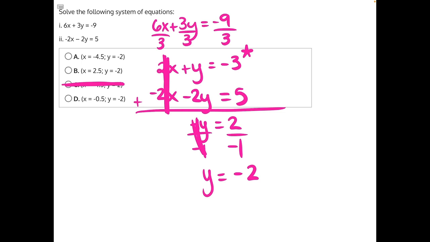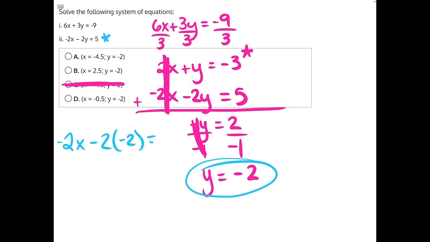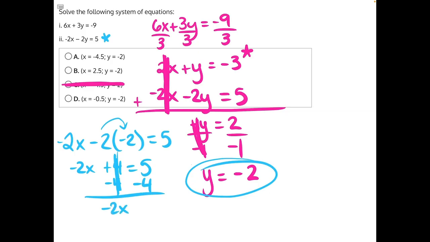Now that we have our y variable, we can go ahead and substitute that back into one of our equations. I'm going to choose to do equation 2. So we'll have negative 2x minus 2 times y, which is negative 2, is equal to 5. Now we simplify. Negative 2 times a negative 2 will give us a positive 4. We'll bring down all the rest of our terms. And now subtraction is the opposite of addition, so we will move 4 over to the other side. These will cancel. Negative 2x is equal to 5 minus 4, which is 1.